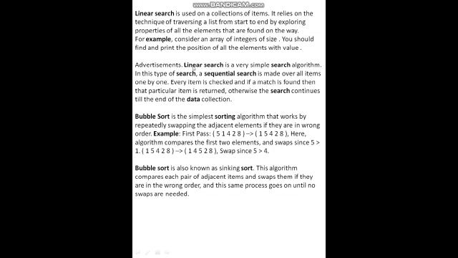Linear search is a very simple search algorithm. In this type of search, a sequential search is made over all items one by one. It will search all elements one by one in the array. Every item is checked and if a match is found, then that particular item is returned. Otherwise, the search continues till the end of the data collection.